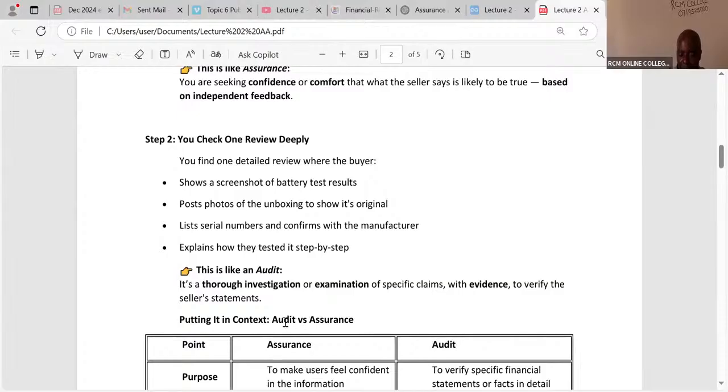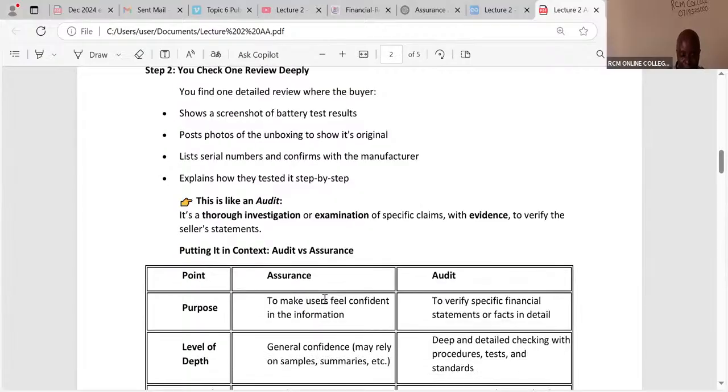Putting it in context, audit versus assurance, ladies and gentlemen. In terms of purpose, assurance is to make users feel confident in the information, the financial statements or facts in detail. For us, audit is about verification of specific financial statement items. Level of depth: assurance is normally general confidence and may rely on sample summaries. Audit is very deep and detailed, checking with procedures, tests, and standards.